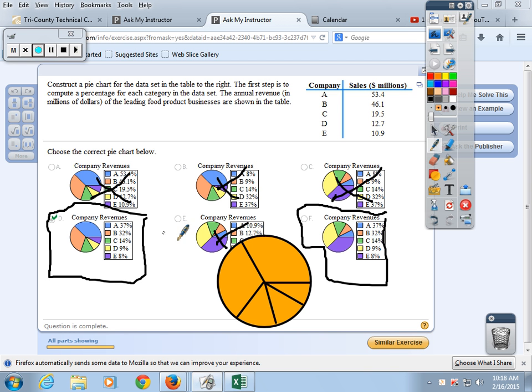So B is 32, C is 14. Okay, so the readouts are the same. So it's not the readouts that are messed up. It's the graph. So which one looks like ours? D. This one does not look like ours.